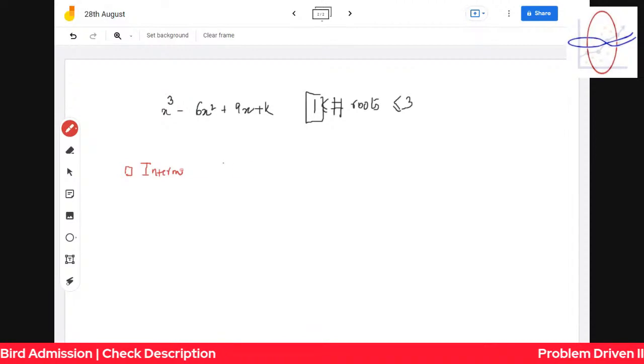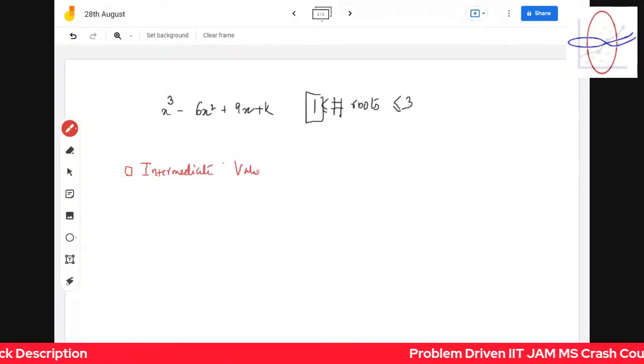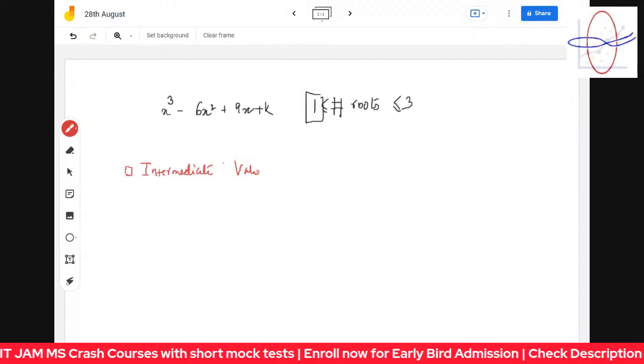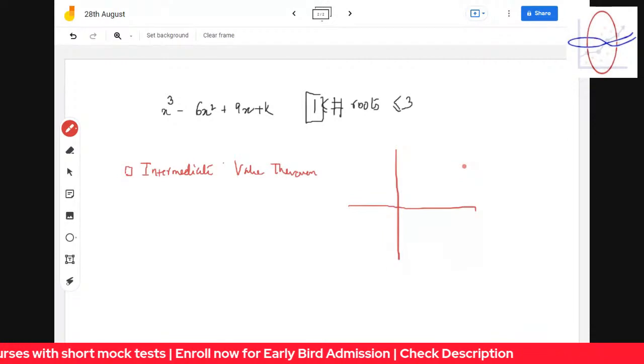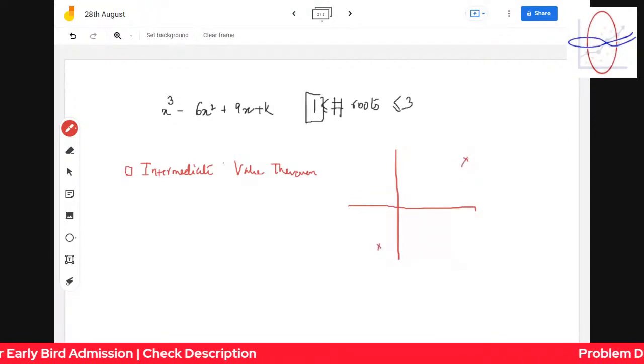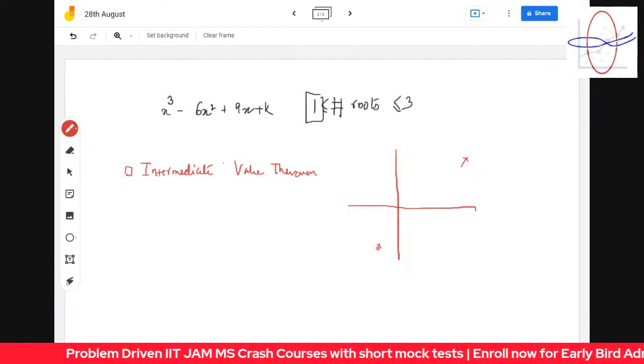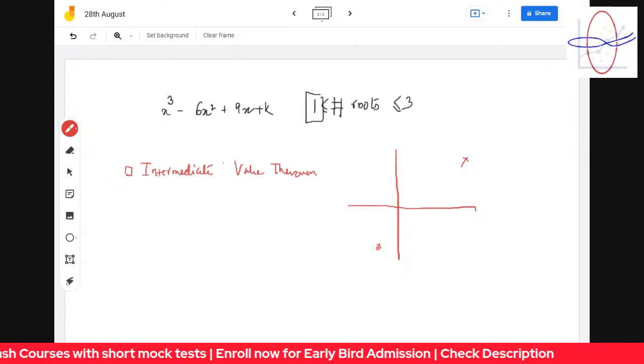The intermediate value property, or rather theorem, tells that a continuous function... I hope you know the result. An application of that is the following: if a continuous function takes values positive and negative, then somewhere in between it will take 0. Because it's a continuous function, so it's an application of that.